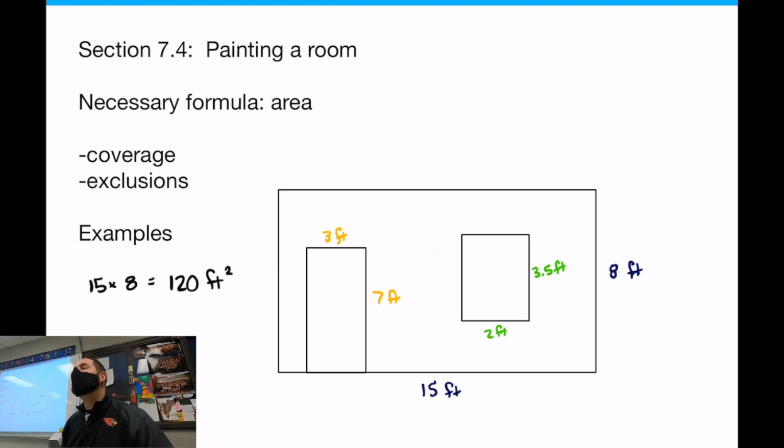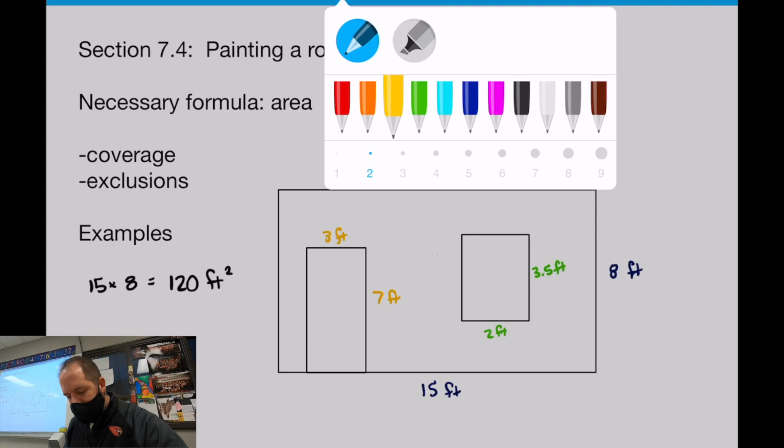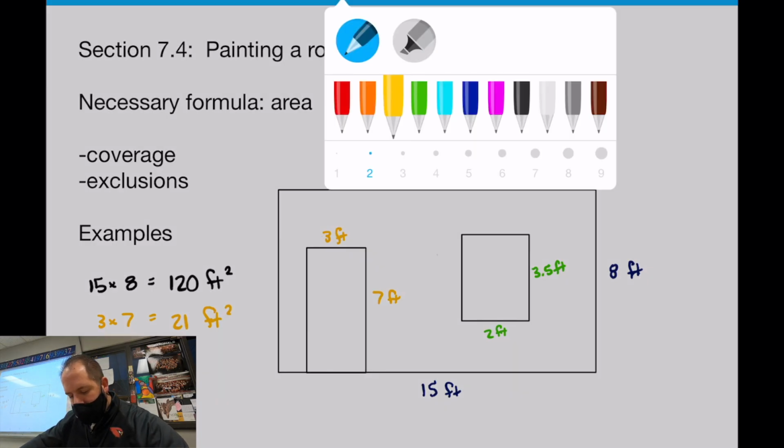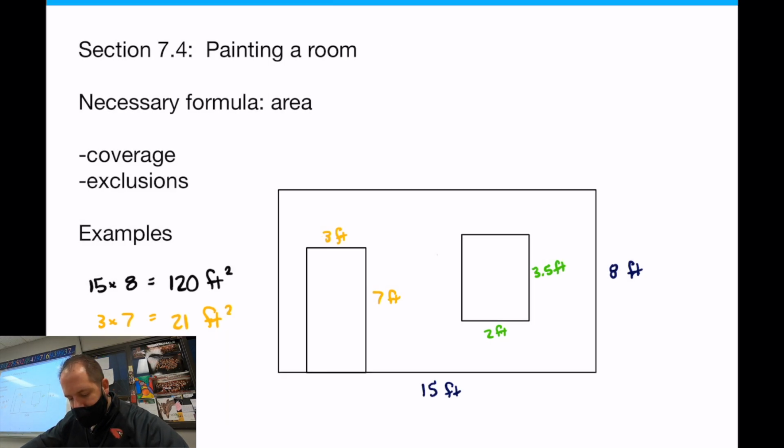Now, what we have to do is subtract out the windows and doors. Well, the door is 3 by 7, so 21 feet squared. I'll try to keep this color coded. And then the window is 3.5 times 2, which is 7 feet squared.